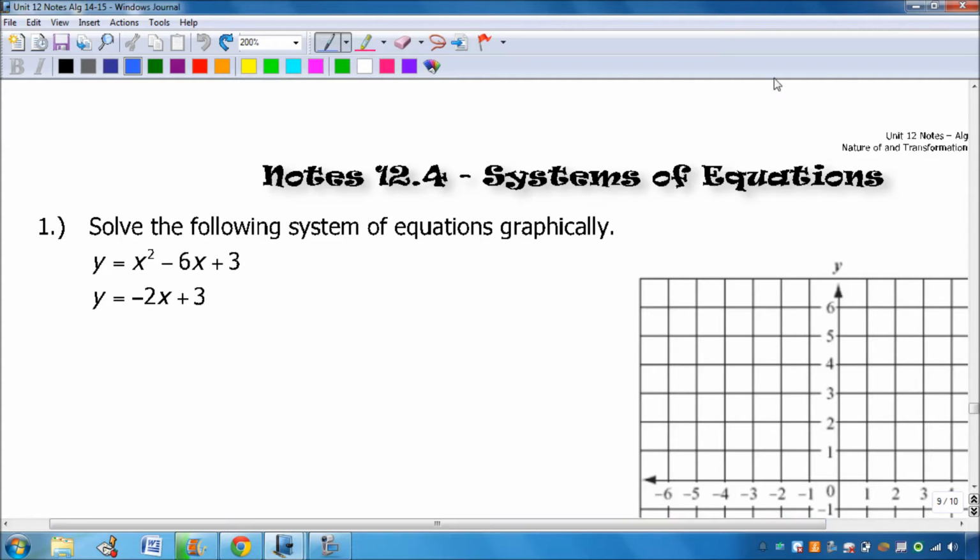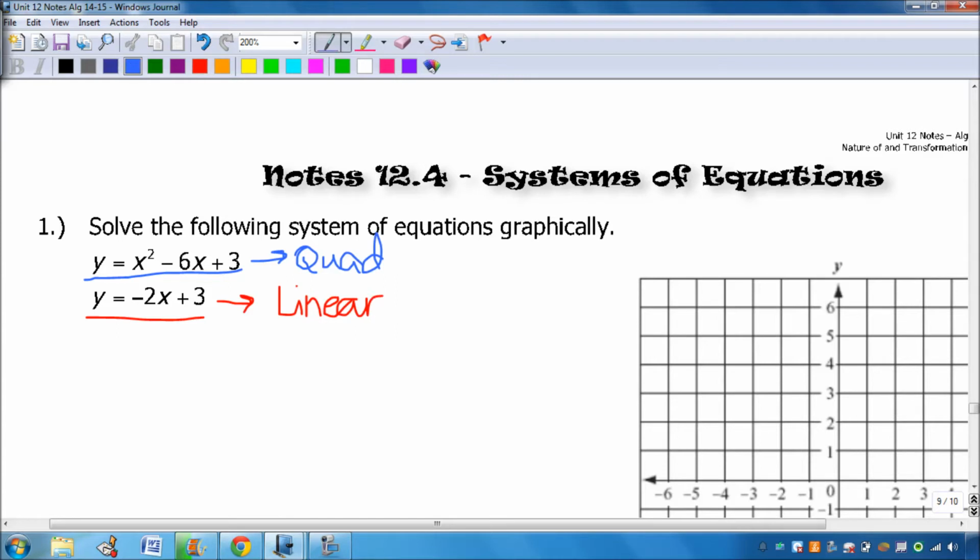All right, so the first thing we're going to want to do is identify what type of functions we have here. Well, our first one is in the form ax squared plus bx plus c, which means that it's going to be a quadratic function, all right? And then our second one is in the format y equals negative 2x plus 3, y equals mx plus b, so it's linear. So let's deal with our quadratic function first because that's a lot easier to deal with.